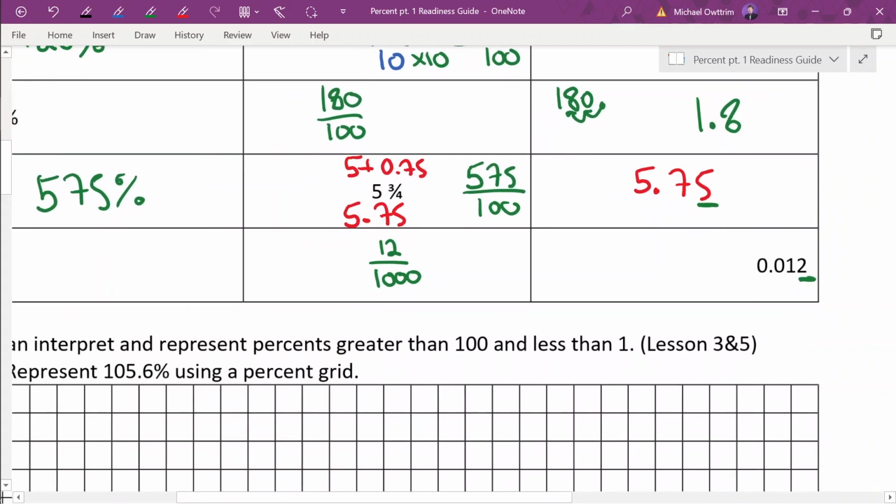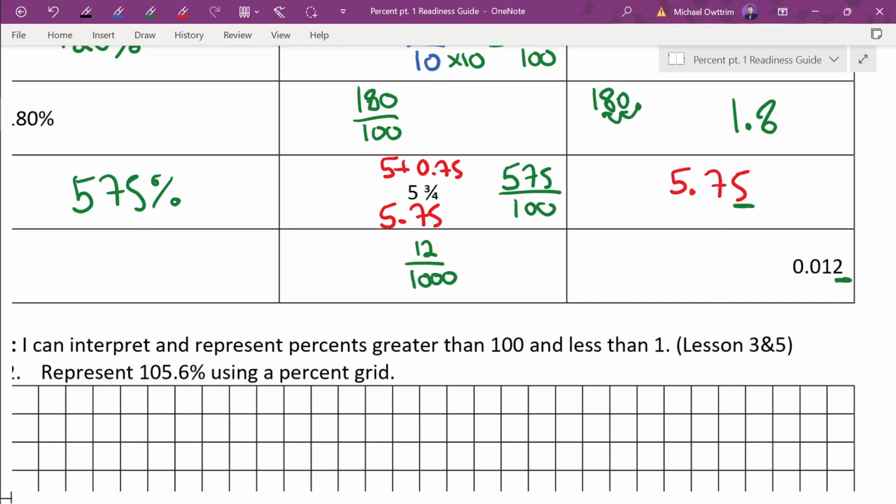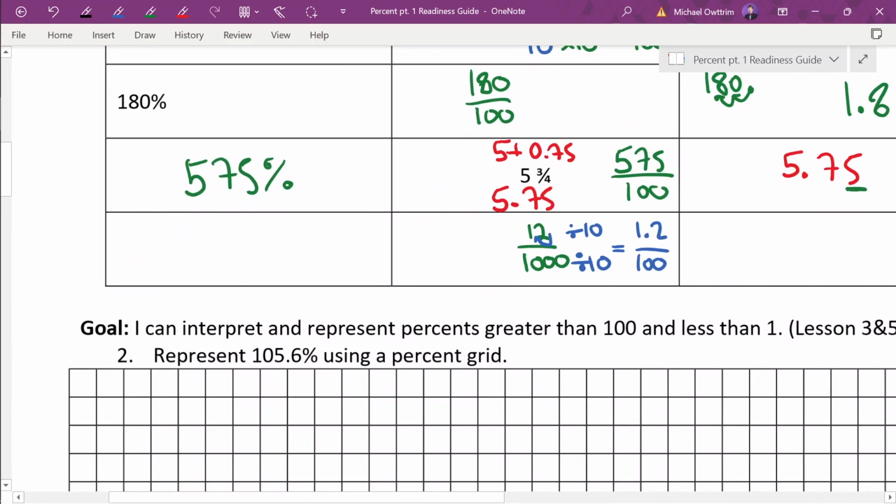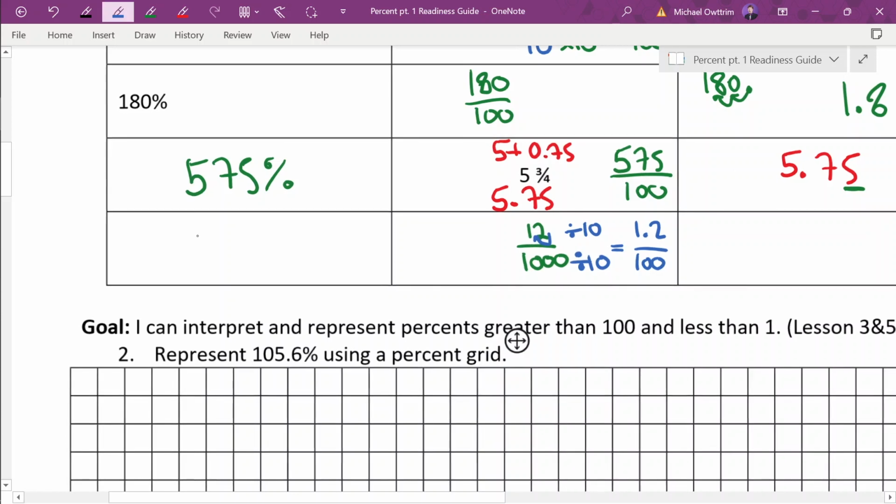Now, to write a percent, we need it to be out of 100, not out of 1,000. So we're going to divide top and bottom by 10. That'll give us 100 on the bottom, and on the top, our decimal will just move once, so 1.2 out of 100. And we can go ahead and observe, well, since we were out of 100 there, the number on the top is your percent.